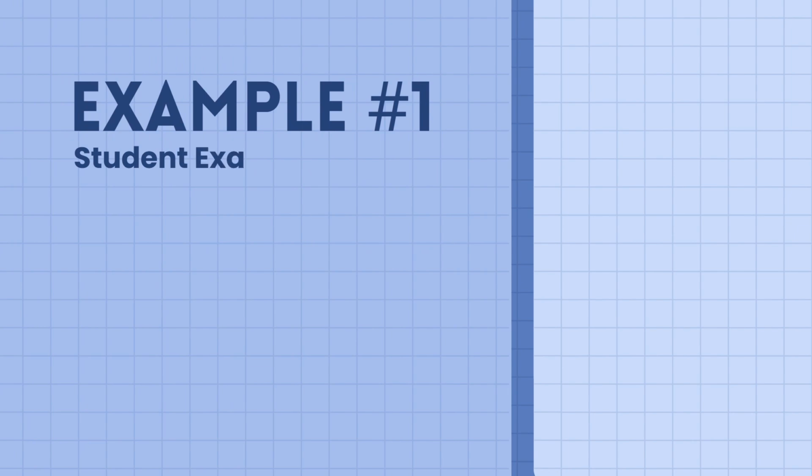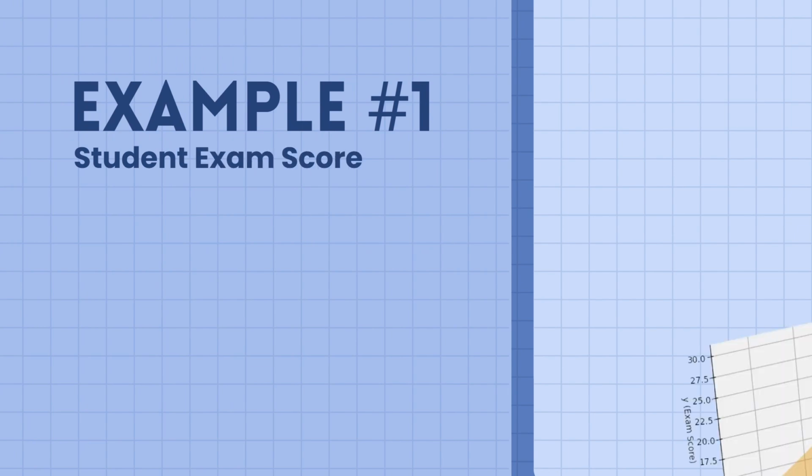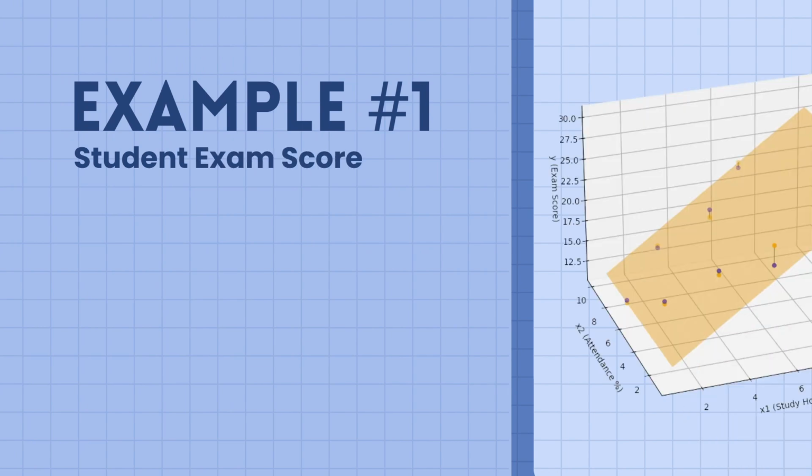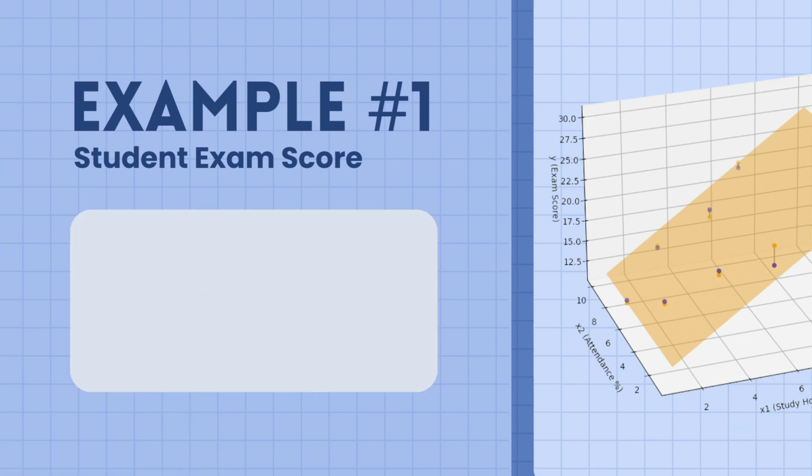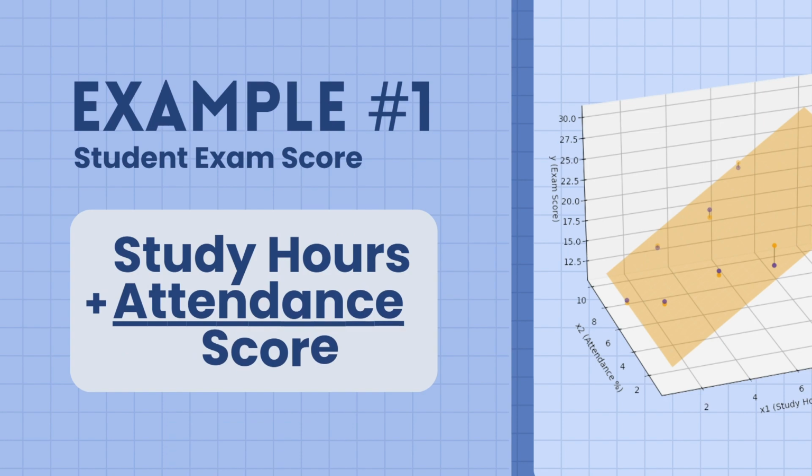If we want to predict a student's exam score using study hours and attendance, regression finds how much each factor contributes. In our example, study hours had the stronger effect. So, as the study hours increase, the predicted score also increases.